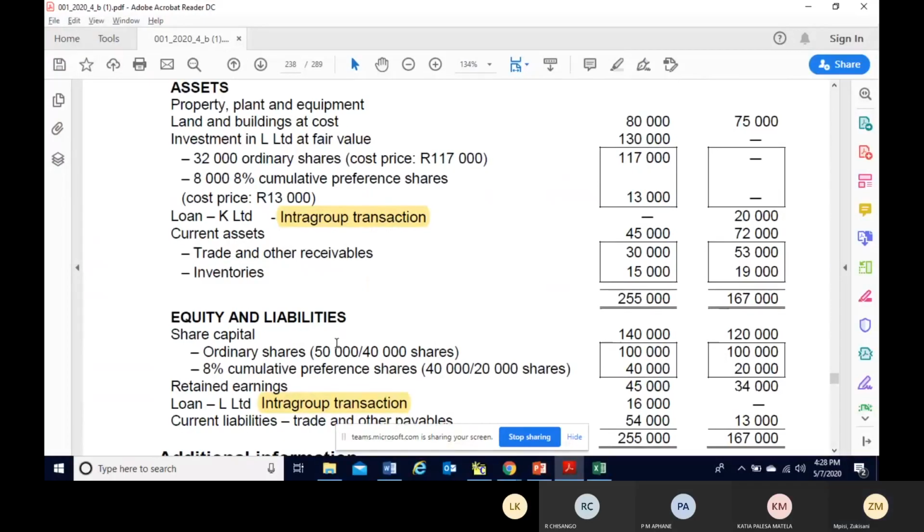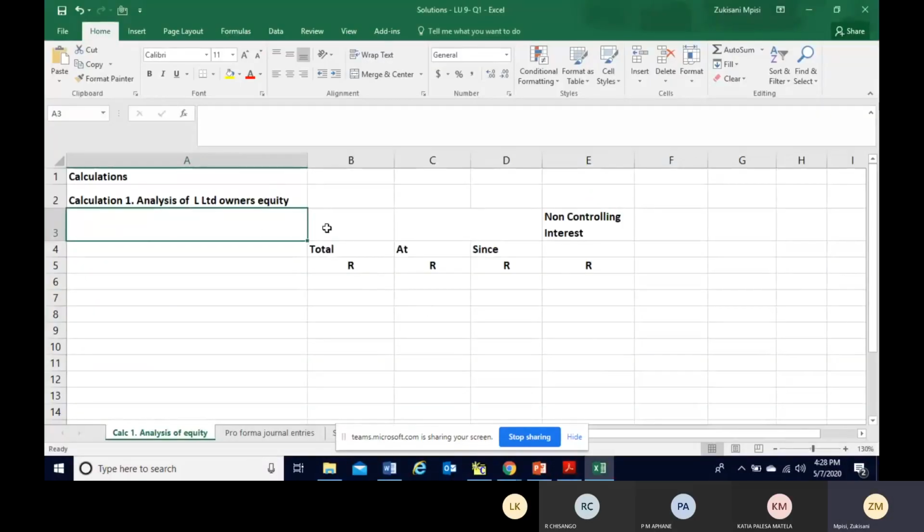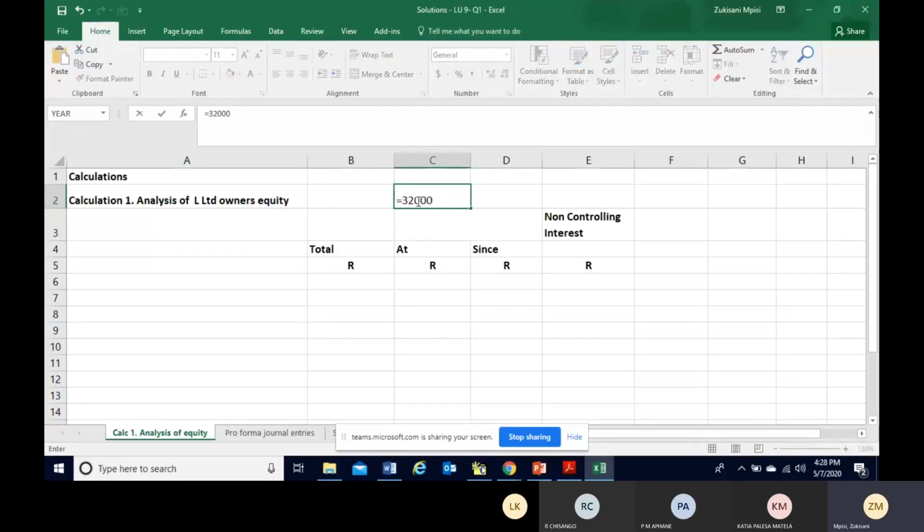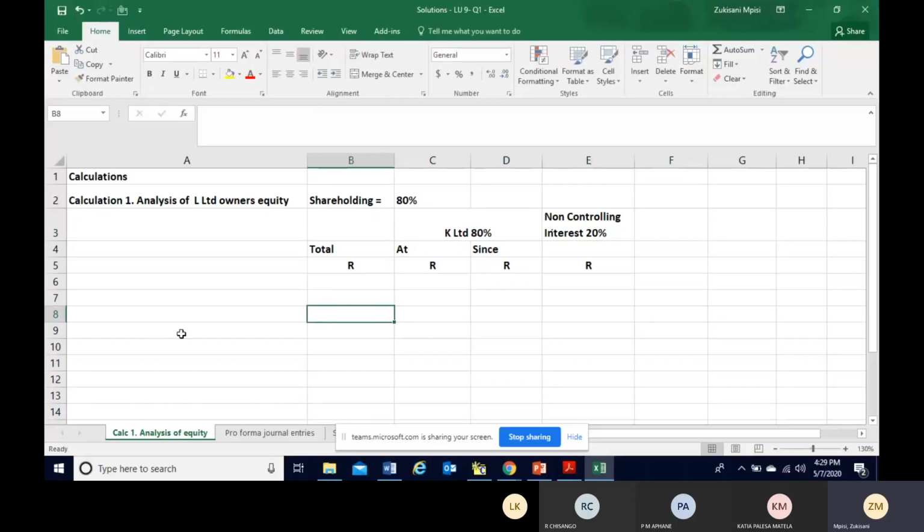It's 32,000 shares over 40,000, which is 80%. I'll show you how I've calculated it as well, so that you are able to get it. It's shareholding for KLTD. It's 80%, which means that the non-controlling interest is going to be 20%.